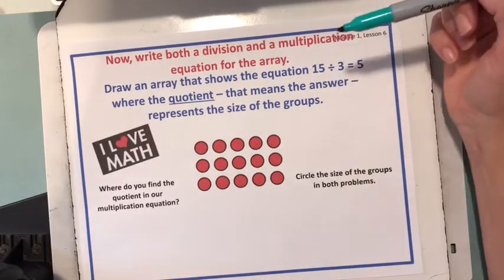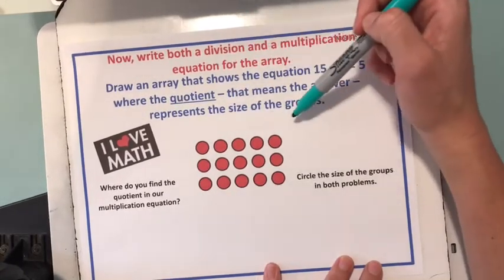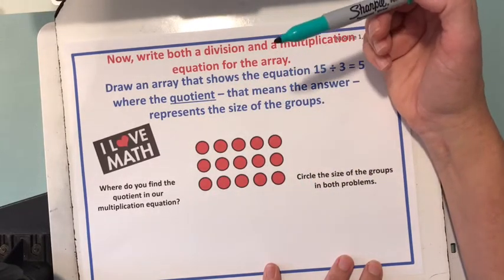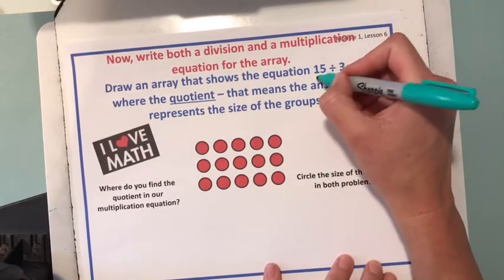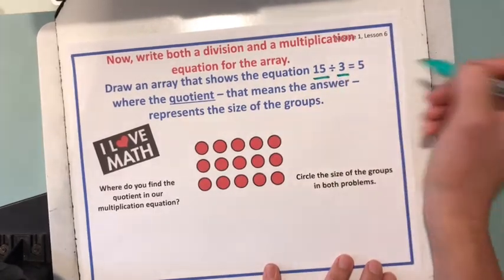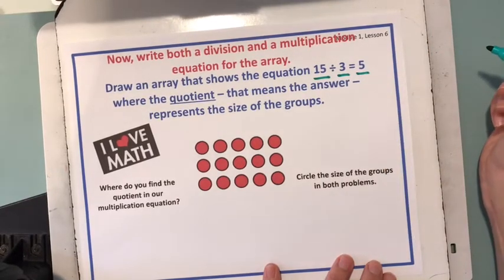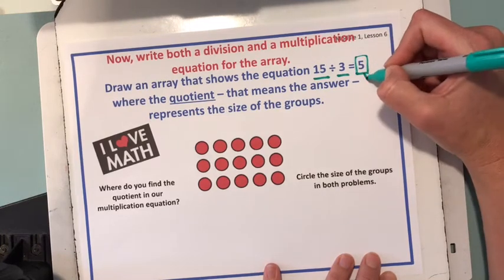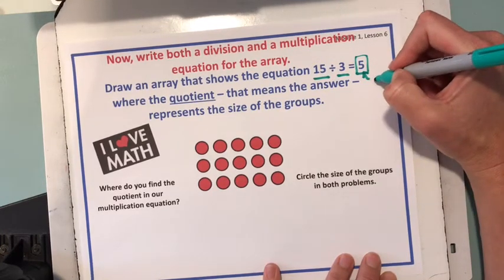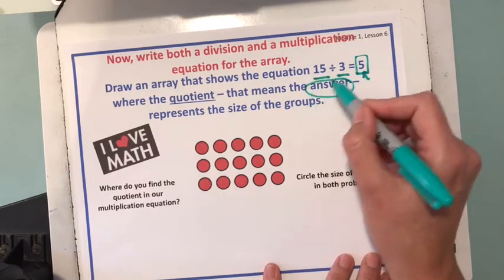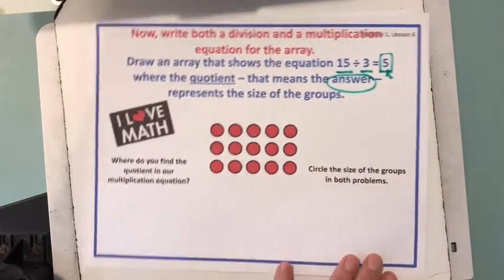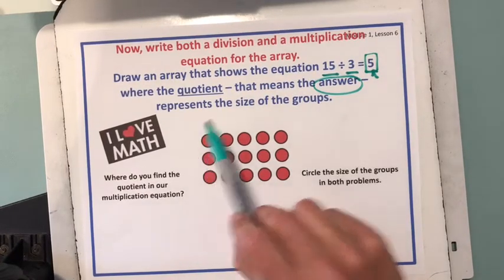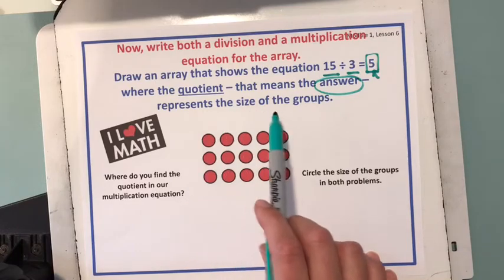Okay, so now we drew this array, right? Here's the array. And this array shows 15 divided by 3 equals 5. And this 5 is the quotient, right? This is what it equals. So that means the answer. That's all the quotient means. That's just a fancy, fancy word for answer. That's all that it means. And in this case, it's representing the size of the group.